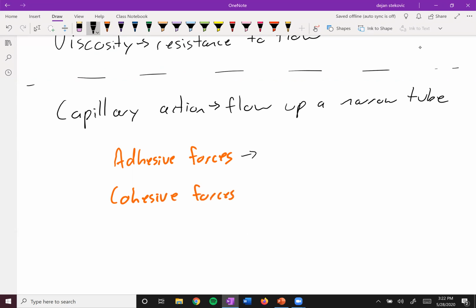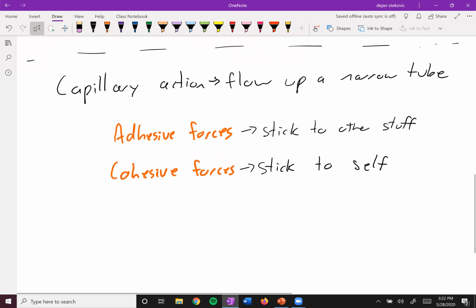Adhesive forces are how well something sticks to other things, so how well the water or whatever is going up your tube sticks to the tube. And the cohesive forces are how well something sticks to itself. So how good is the water at sticking to itself? It's the same thing as like dissolves like, sticks to like.